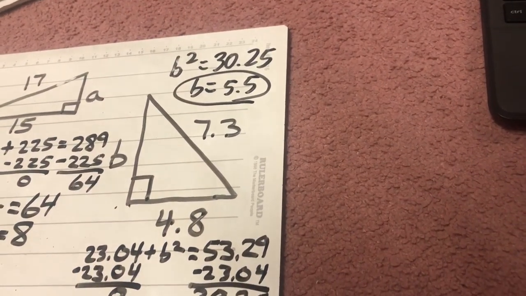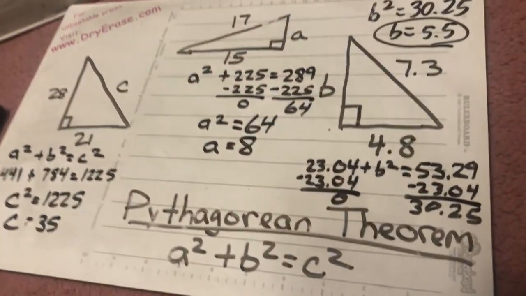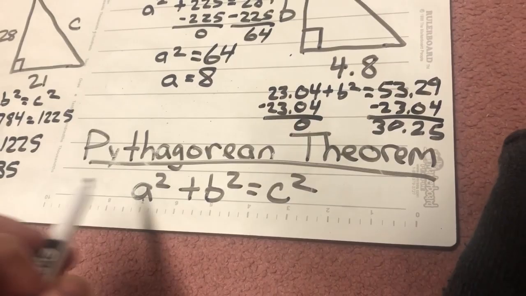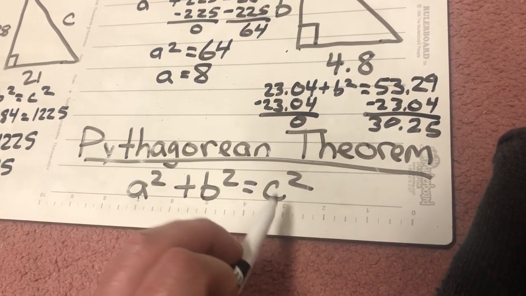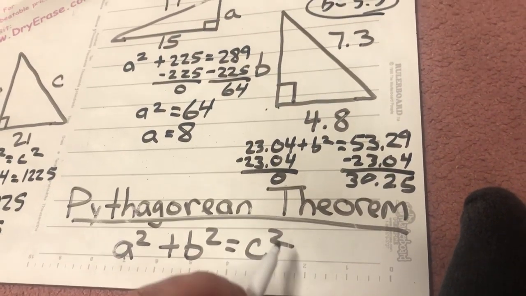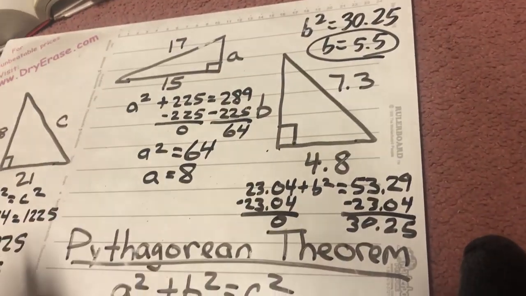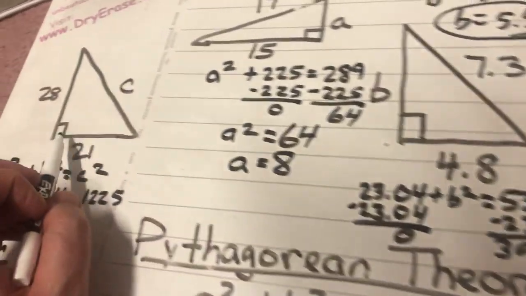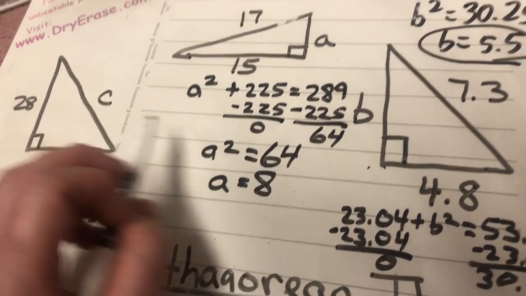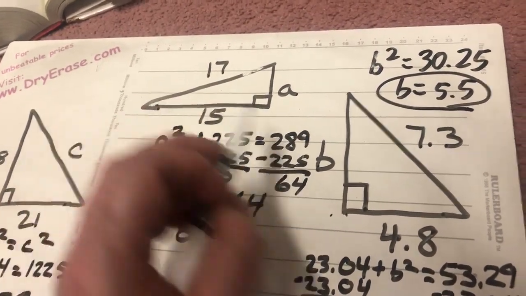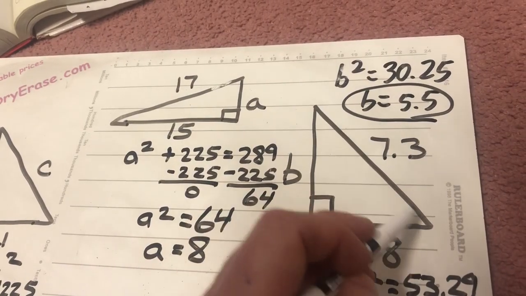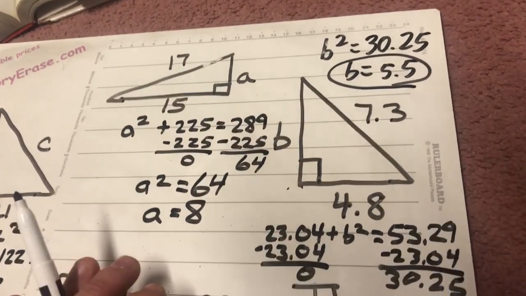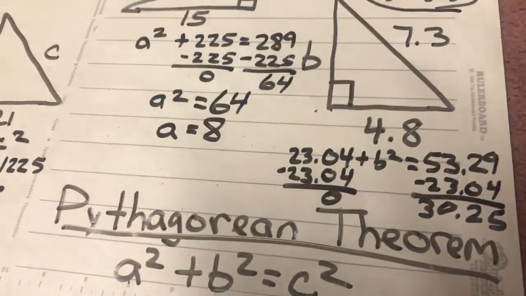So the first part of your assignment on page 520, that is what you're doing. You're using that Pythagorean theorem, a squared plus b squared equals c squared, and you're figuring out the unknown. The key to remember is that the hypotenuse, the one opposite the right angle, is always c. That one always has to be c. What you use for a or b really doesn't matter.